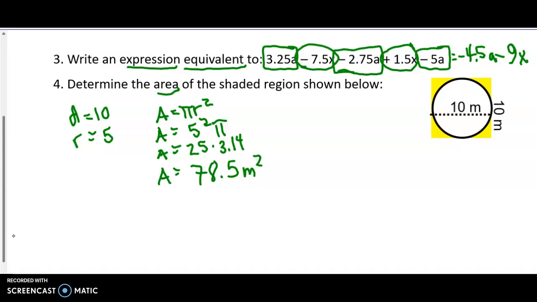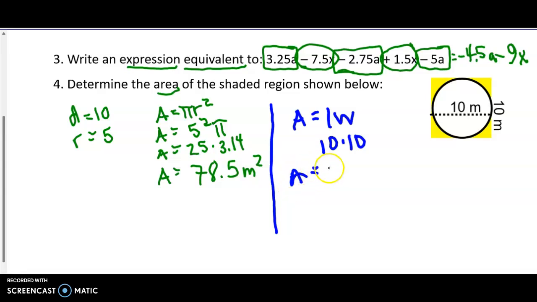Number 4, determine the area of the shaded region. You can see that I found the area of the square and the circle. Now the area of the square, the formula is area equals length times width. Both are the same dimensions, so you get an area of 100 square meters.